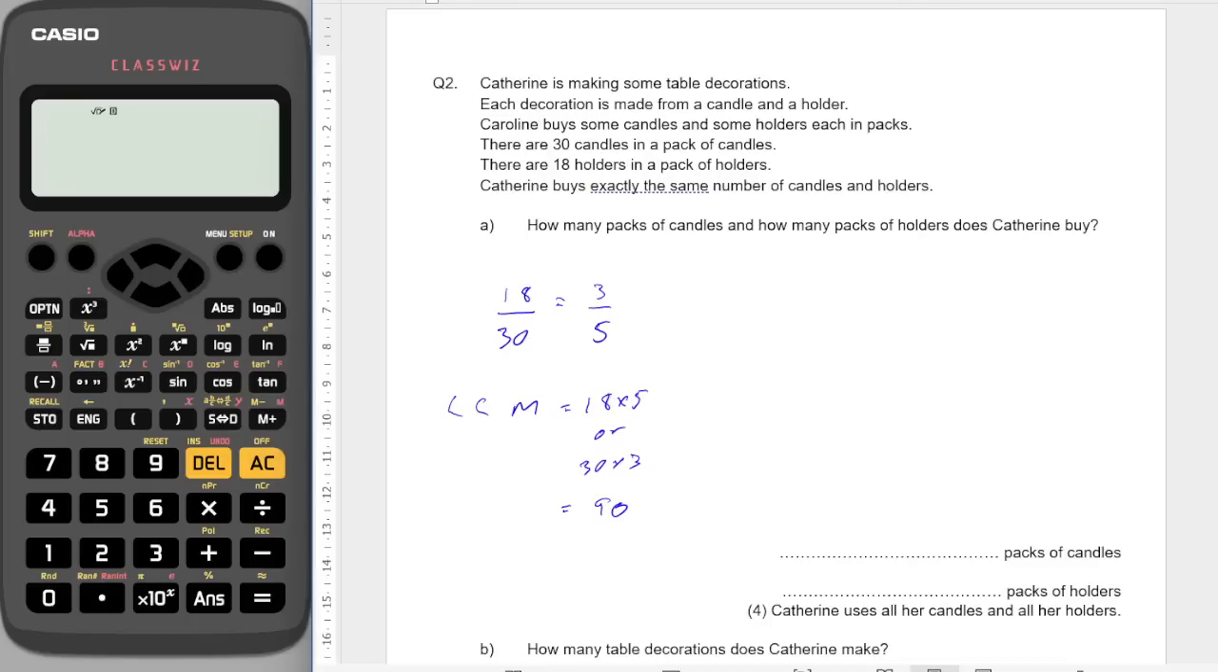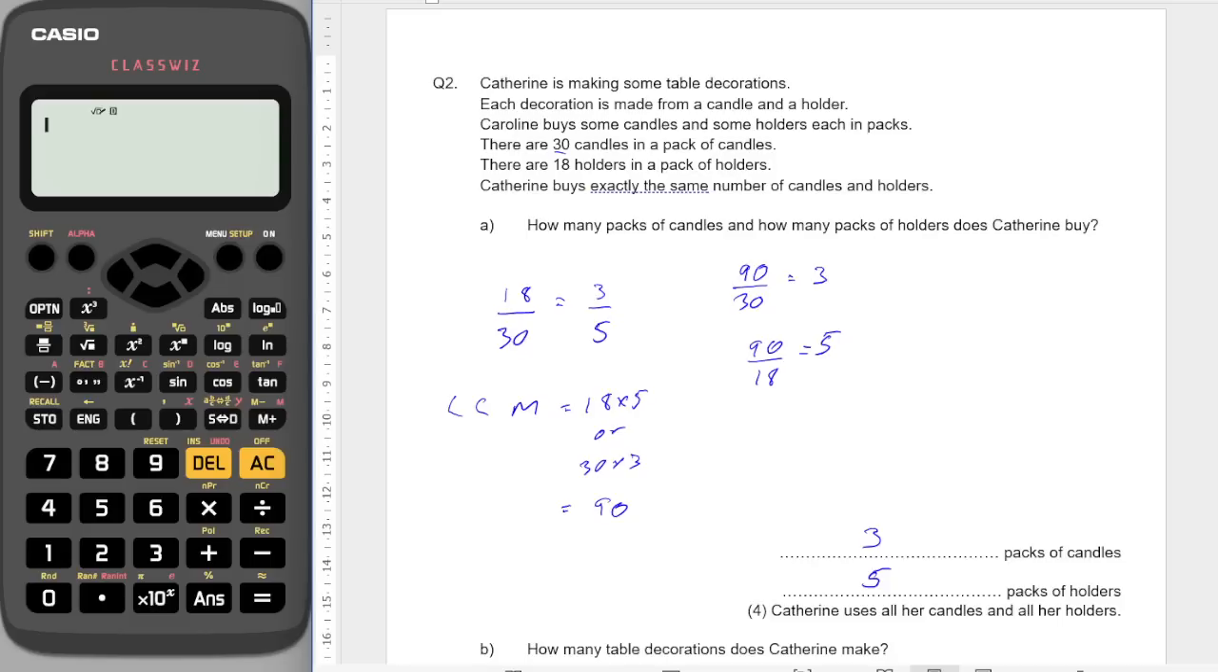So how many of each will that actually mean? So I would need to do 90 divided by 30, which is where I kind of got this 5 from. Where I kind of got this 3 from. So that would be 3. So I would need 3 packs of candles. And I would need 90 divided by 18, which would give me 5. I would need 5 packs of holders.